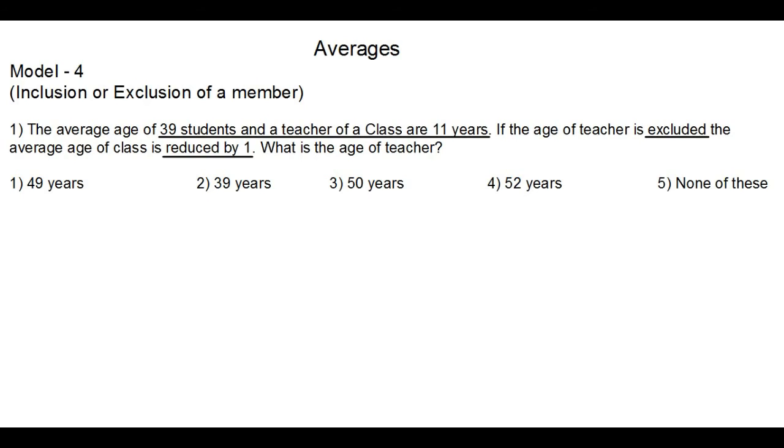If the age of the teacher is excluded, that means when the teacher leaves this group of 40 persons, the average age of the class is reduced by 1. So we can say that the actual average is 11. When the teacher leaves, it is reduced by 1. So 11 years becomes 10 years. And from this data, we are supposed to find out what is the age of the teacher.